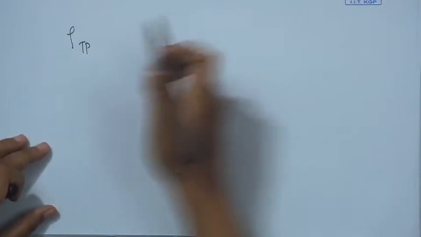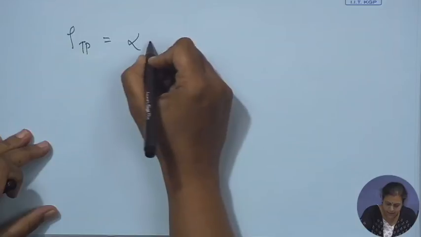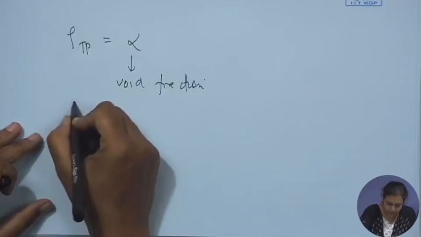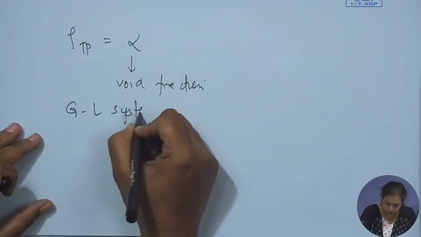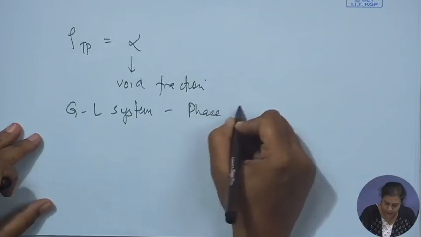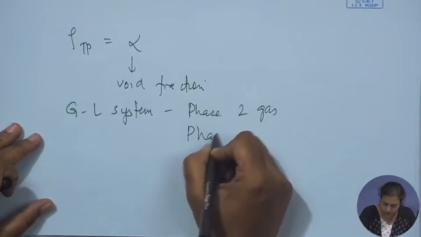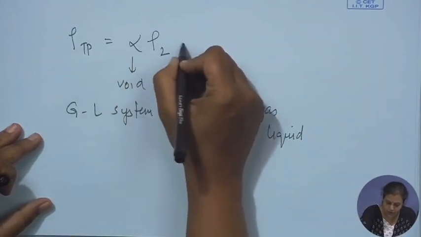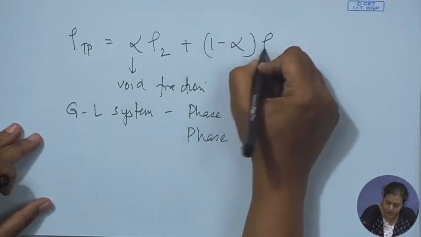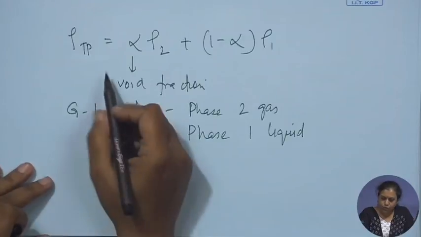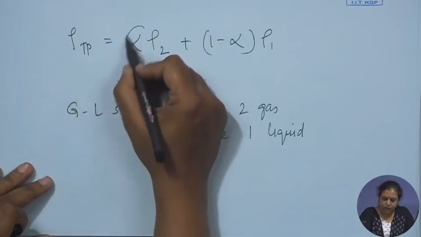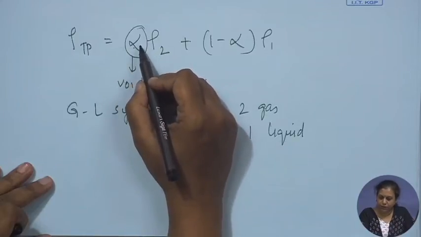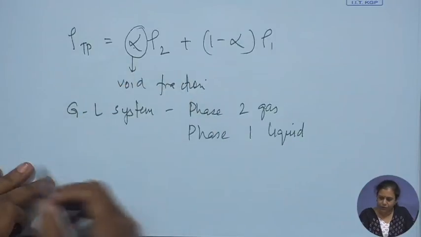And rho TP is a function that can be expressed as follows. If alpha is the void fraction, and for a gas-liquid system phase 2 is gas and phase 1 is liquid, then rho TP should be equal to alpha rho 2 plus 1 minus alpha rho 1. So, for finding out the gravitational pressure drop, we need to know alpha, and alpha is in no way related in a straightforward fashion with beta. This is the first problem we face.